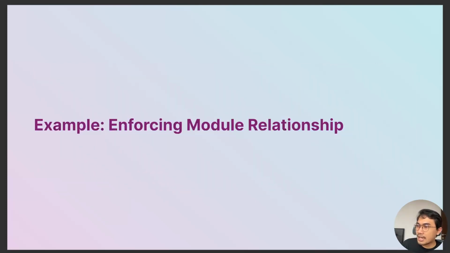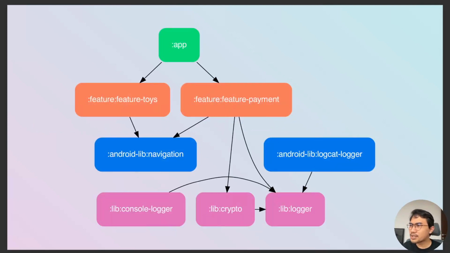Okay, next we will see how we can enforce module relationships using the module graph assertion plugin. From this Toys app graph, we can infer the following rules. The app module can depend on feature module, but not the other way around. The feature module can depend on the library module, but not the other way around. And feature module cannot depend on other feature modules to avoid cyclic dependency.